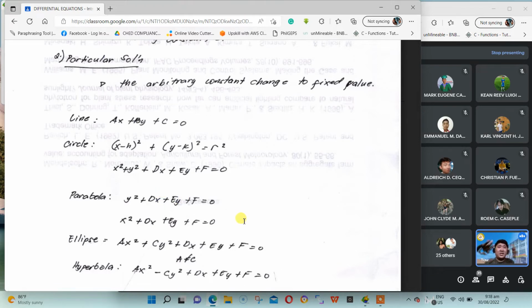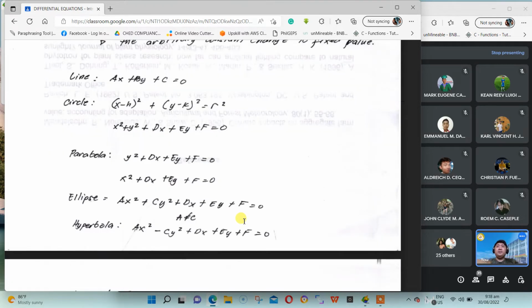That's what we do in differential equations. That's why the subject is differential equations. So our end result is an equation, except if I ask for a particular solution.